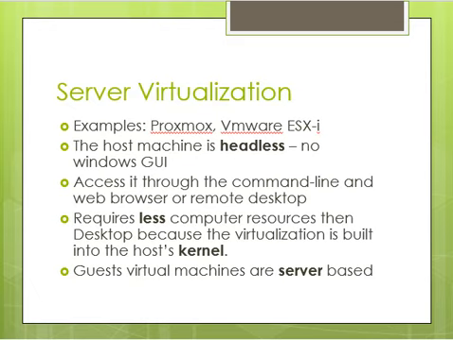Second type of virtualization is called server virtualization, and examples are Proxmox, VMware ESXi. The host machine is headless. There's no Windows GUI in it. When you run Windows, that Windows GUI takes a lot of resources up. Typically you don't need Windows or a fancy GUI on a server, so they make it headless, which means that you access it through a command line and typically a web browser or remote desktop. It requires less computer resources than desktop because the virtualization is built into the host kernel.